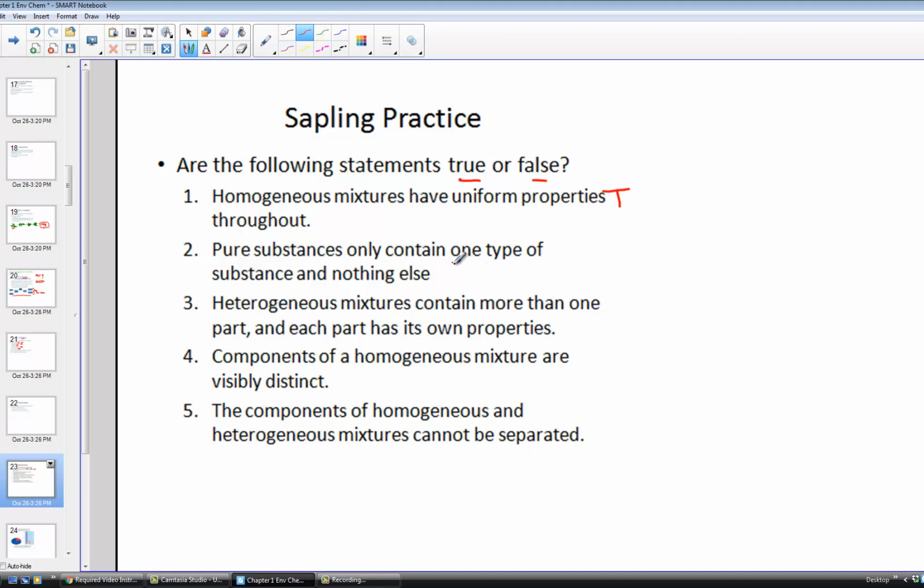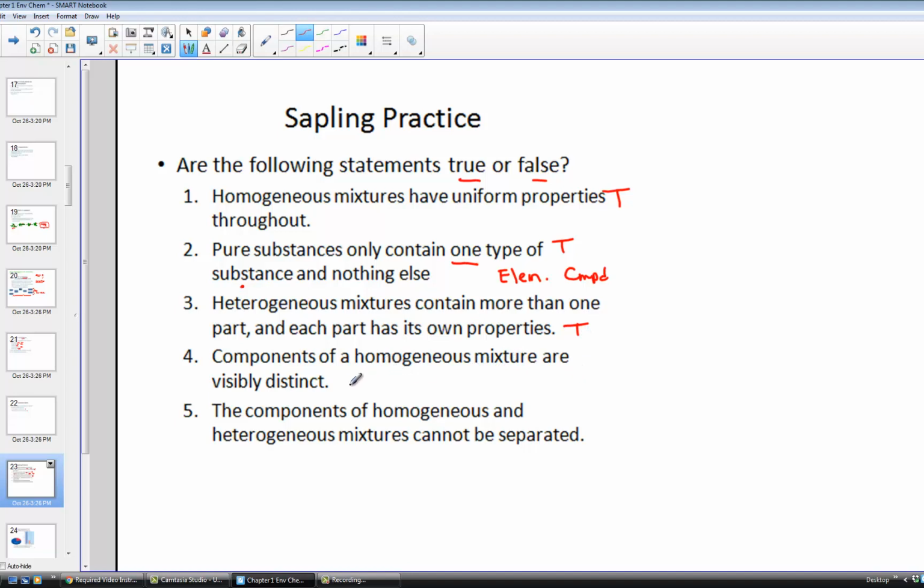Pure substances contain only one type of substance and nothing else. Pure substances are indeed one type of substance. That substance can either be an element or a compound, but indeed that is a true statement, with the very definition of substance meaning pure. Heterogeneous mixtures contain more than one part, and each part retains its own identity. And that also is true. It's a uniform blend, but I can actually see the differences in the mixture.